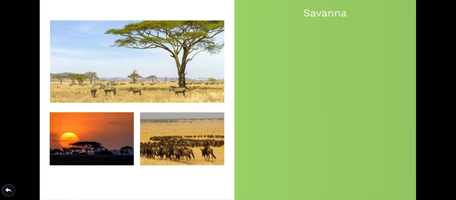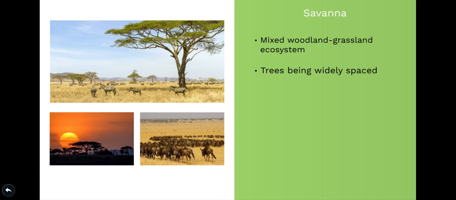Now, the savanna is quite similar to a grassland, but what we do find in the savanna is trees. And these trees form essentially a mixed woodland grassland ecosystem. The trees generally are widely spaced, and this means that there isn't a canopy, and it means that sunlight can reach the ground, and it gives the grass and the other shrubs the ability to grow quite well.